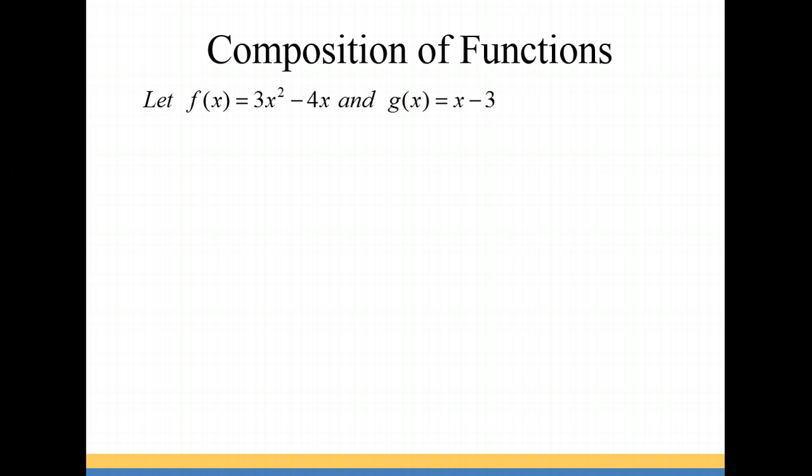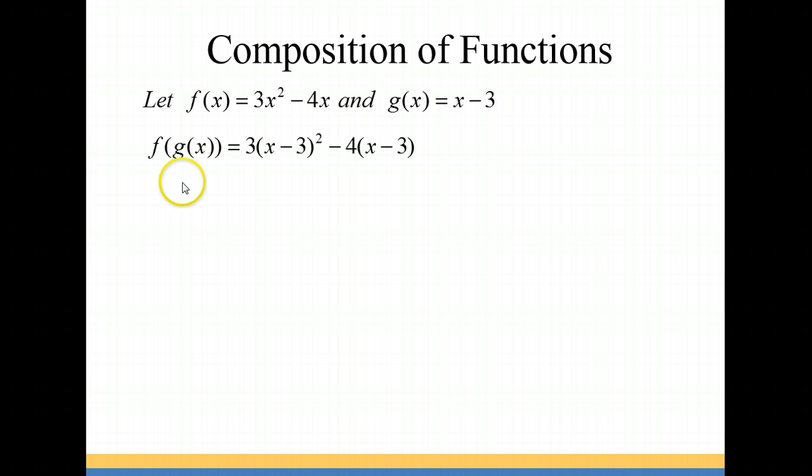Here's our next two functions. We have f of x equal to 3x squared minus 4x, and g of x equal to x minus 3. We're going to compose the two functions together, and we're letting the g function be our inner function. So we're going to take x minus 3 and put it in for x here, and also x here. So it doesn't matter how many x's you have, you replace all of them with the g function.